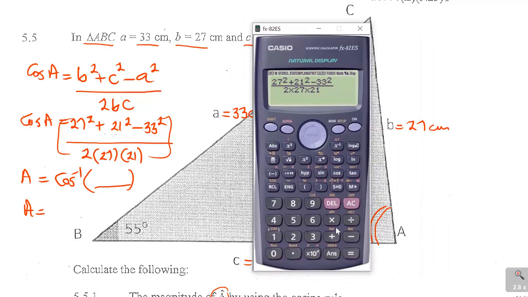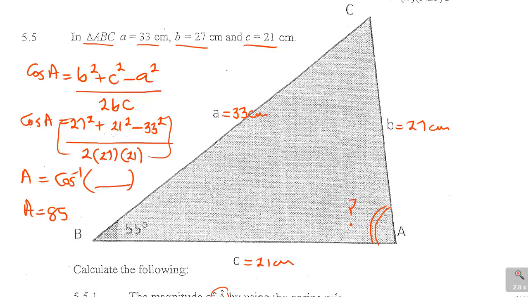I hope I'm doing this correctly. So which is equal to, you see I'm getting this answer, then I'll say shift cos answer, which is 1 over 14. Then it will give me 85.9039, which is 85.904 degrees. So that's what I have here. A is 85.904. So you see, that was the first one.